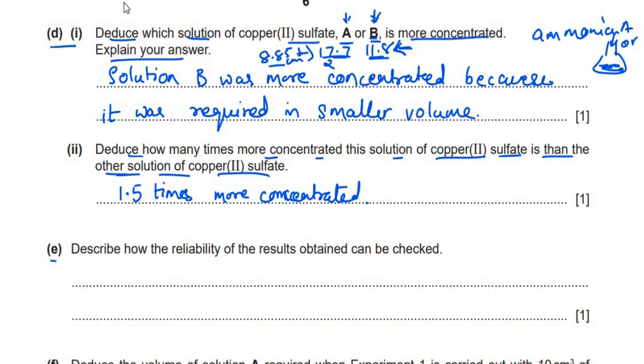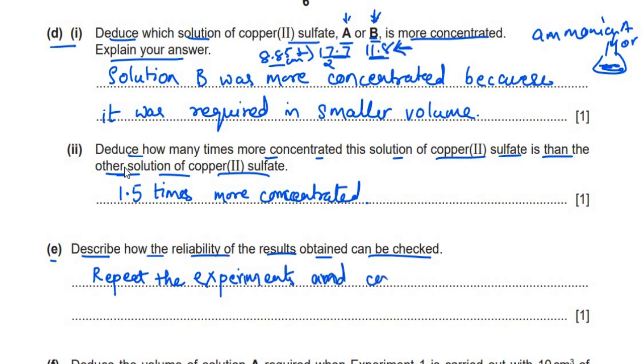Let's go ahead with the next sub question. It says, describe how the reliability of the results obtained can be checked. The simple solution for checking the reliability is to repeat the experiment. Repeat the experiments and compare the results. As simple as that.